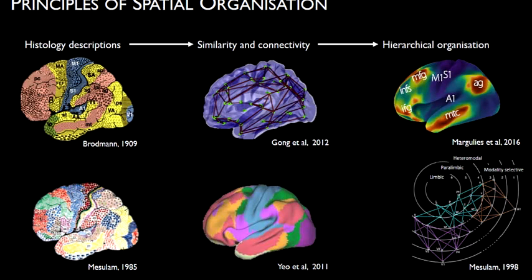Okay, so traditionally, histological studies have delineated areas of the cortex according to their cytoarchitecture and myeloarchitecture. And then we've built this together with in vivo modeling to look at their similarity and connectivity, and we get a more systems level understanding of cortical organization.